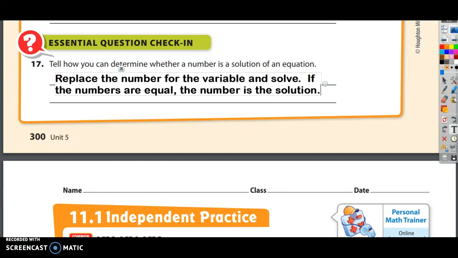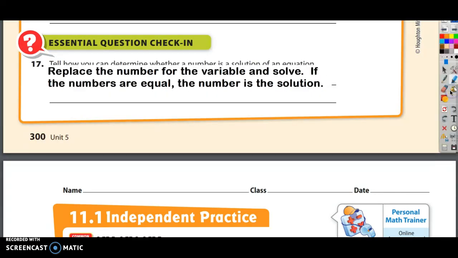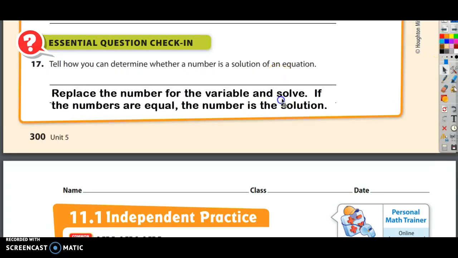Good enough. Basically, here's the key to this answer. I probably overthought it. The key is this line right here. Replace the number for the variable and solve. That's what we do. If that's all you write for this, that's good enough. That's the answer for number 17. Okay, awesome. You are done with page 300. Great job.